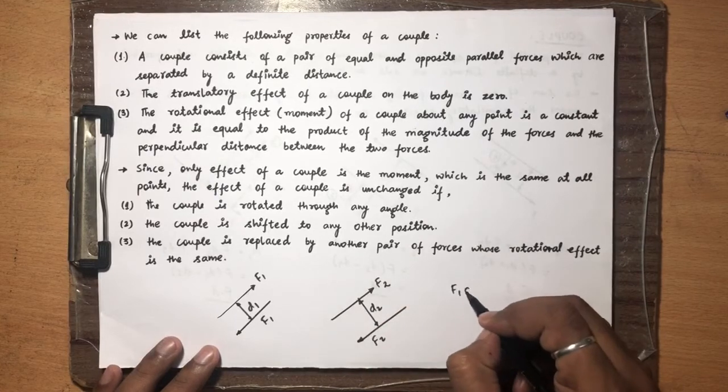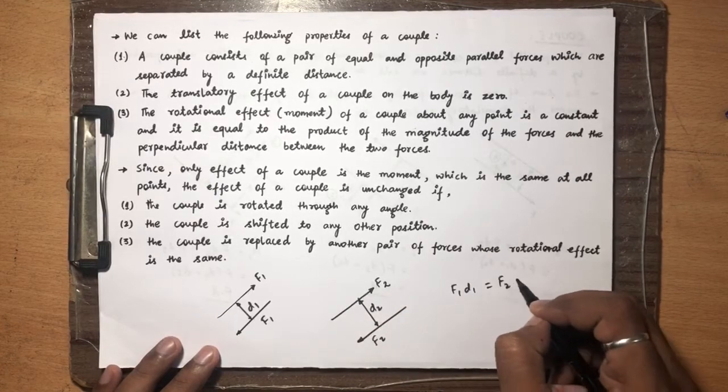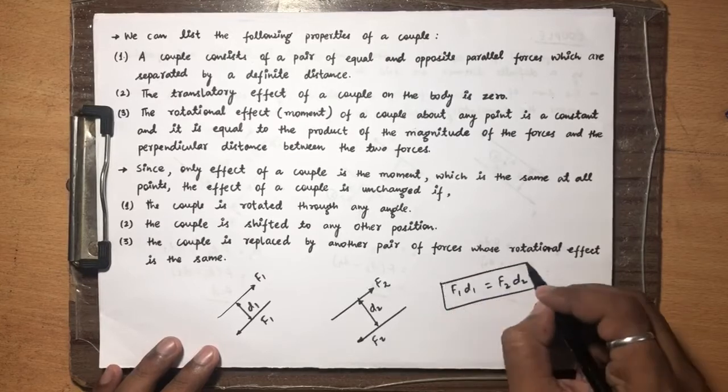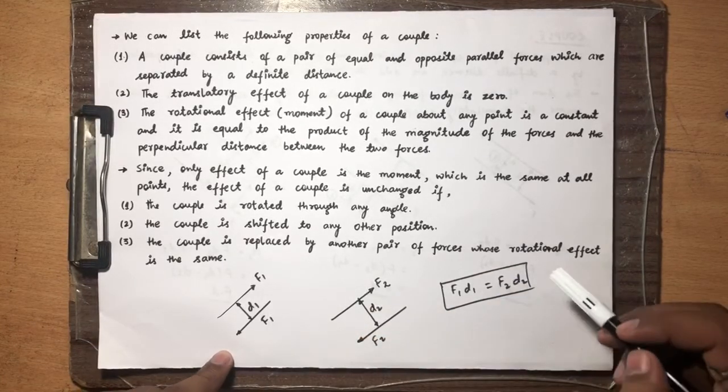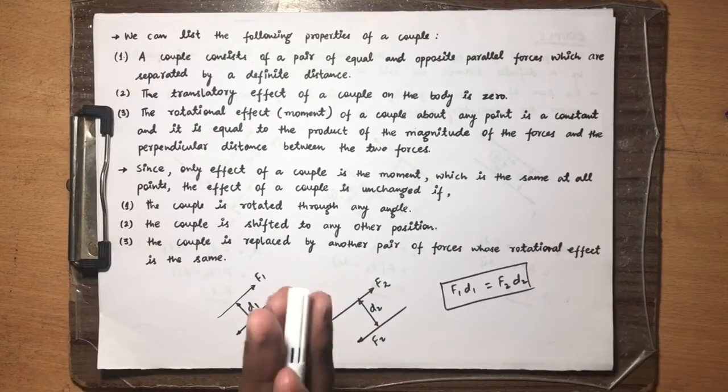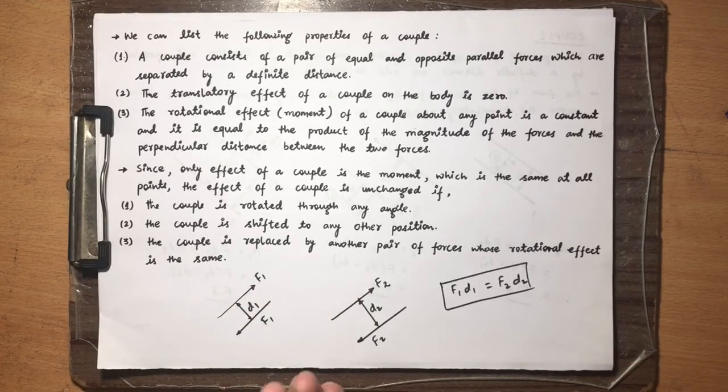If F1 into D1 is equal to F2 into D2, still these two can be replaced without affecting their rotational effect. Okay, so this is all about couples.